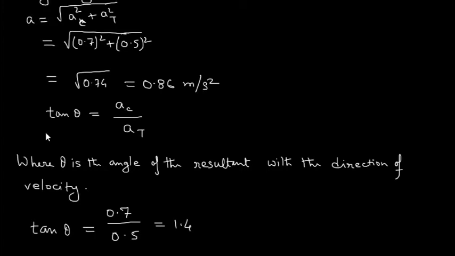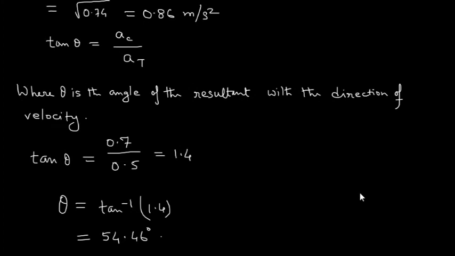Tan theta is equal to AC by AT, where theta is the angle of the resultant with the direction of the velocity. Tan theta is equal to 0.7 upon 0.5, which is equal to 1.4. Therefore, theta is equal to tan inverse 1.4 is equal to 54.46 degree.